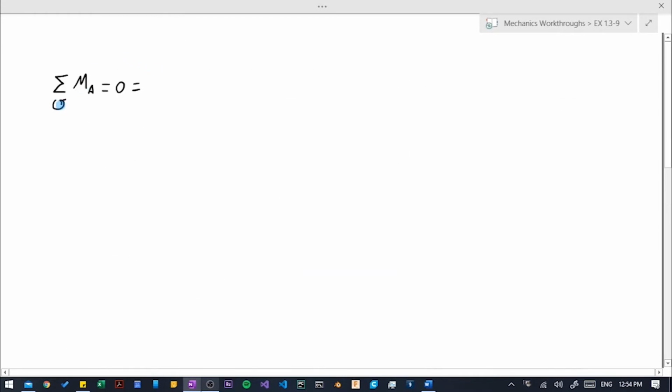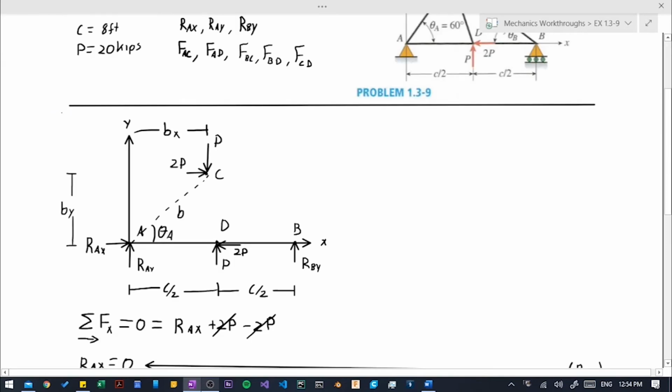And we chose counterclockwise to be our positive direction. And so when we are summing them, any force that creates a moment in that direction will be positive, and any in the opposite direction will be negative. So these two forces here are both going clockwise around point A, and so they will be negative in our equation. Whereas this force at D and the reaction at B are going in the counterclockwise direction, so they will be positive.